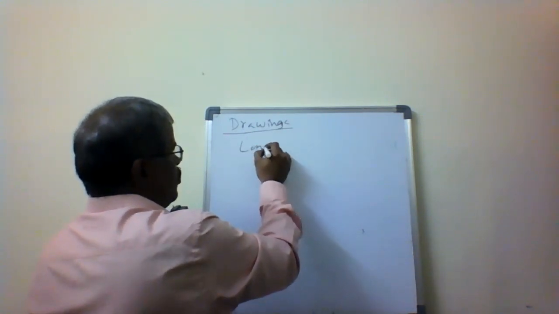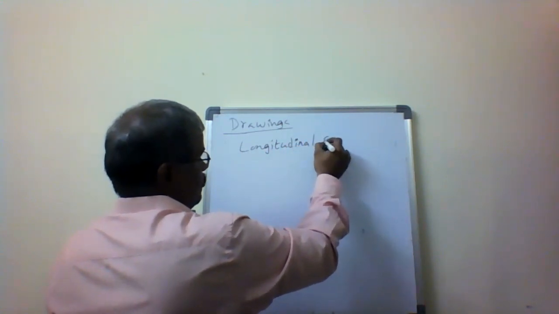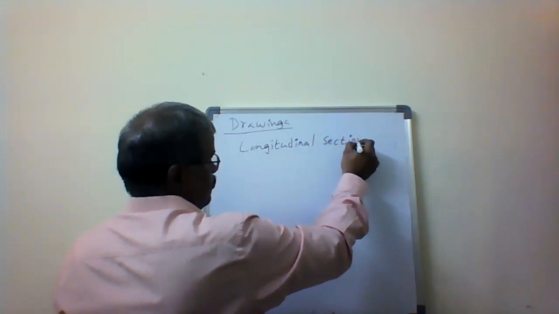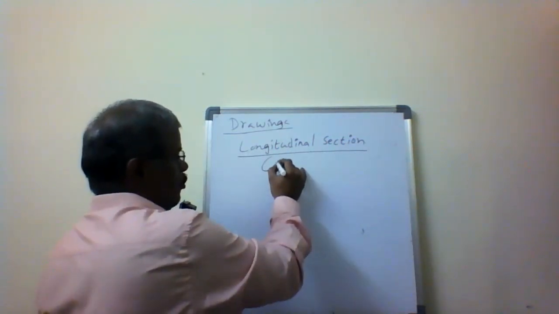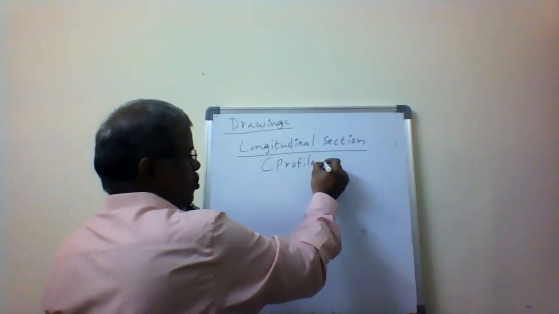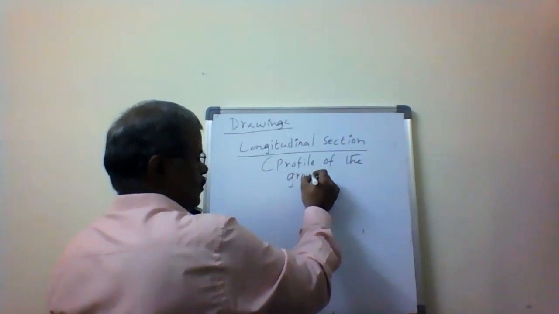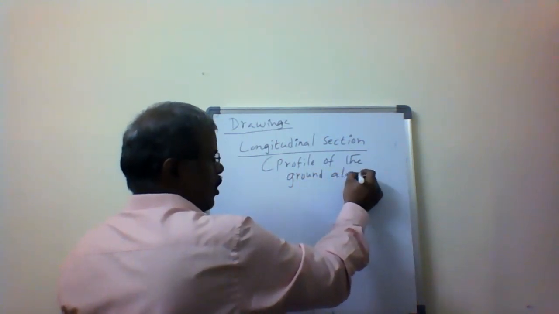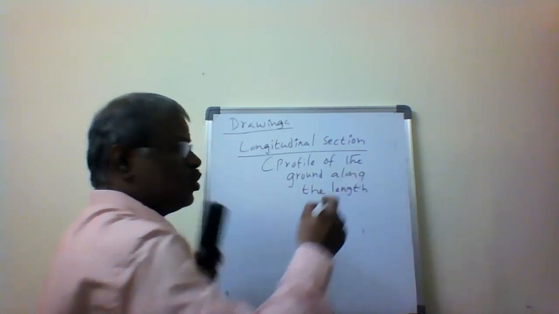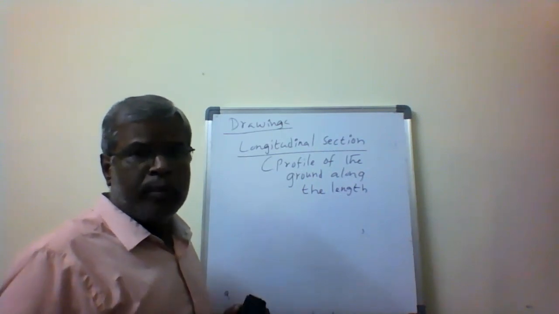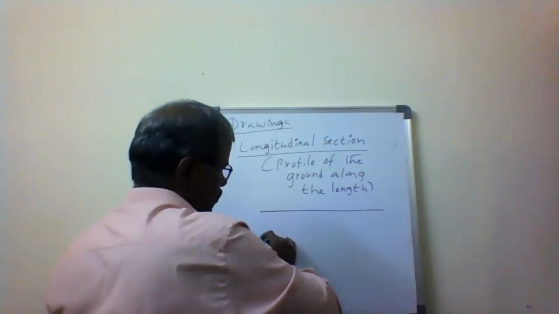Detailed plan and longitudinal section. The longitudinal section is also called the profile, the profile of the ground along the length. The profile of the ground along the length that we draw is called the longitudinal section.